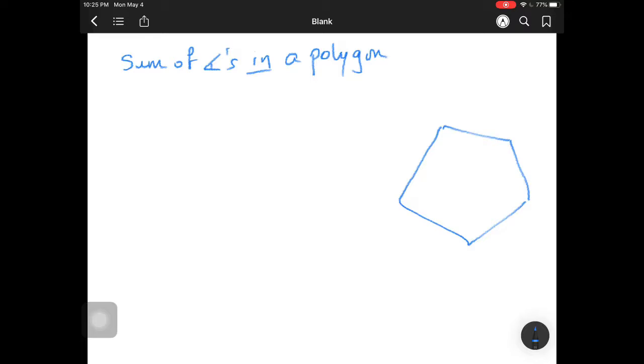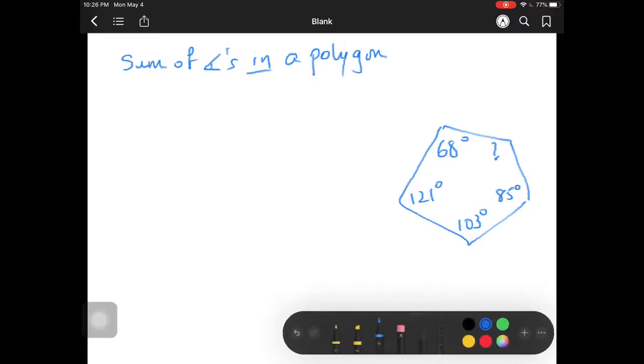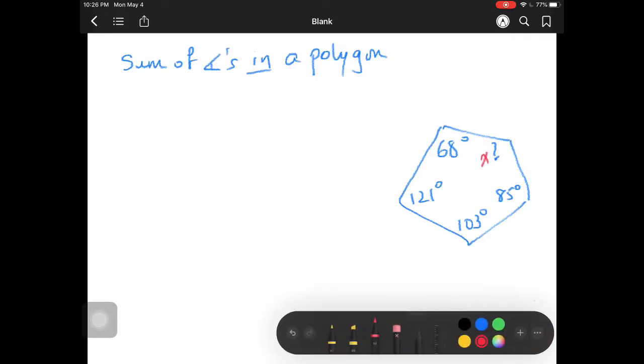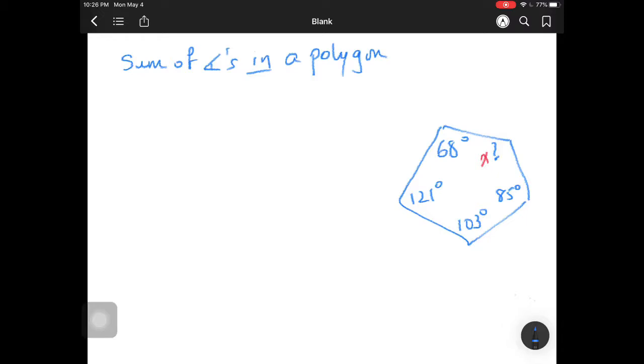And let's say that this angle is 68 degrees and this angle is 121 degrees, 103 degrees, 85 degrees, and we don't know this one. Let us call it angle X. So how can we tell what angle X equals? The sum of angles in a polygon equals (n minus 2) multiplied by 180 degrees.